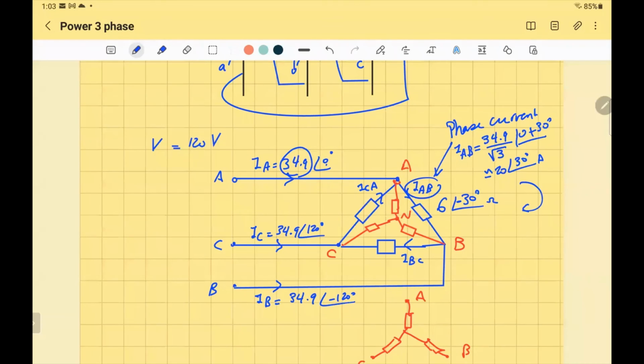Next time I'm going to show you something that you're going to use in the lab: how to measure the power in a three-phase system using 3 wattmeters and 2 wattmeters. The most famous one is 2 wattmeters, and I have the lab already. I prepared the lab manual for you for using 2 wattmeters. This is what's used in industry, the 2 wattmeter method.